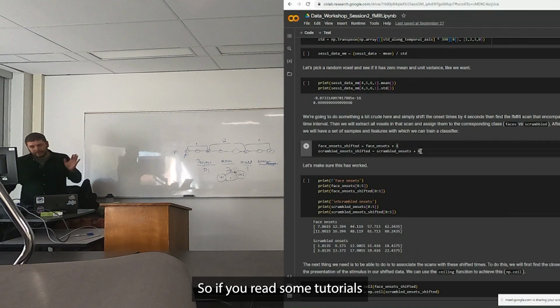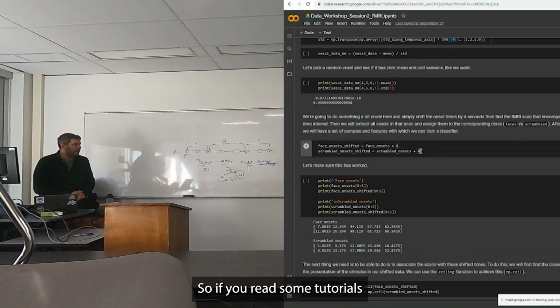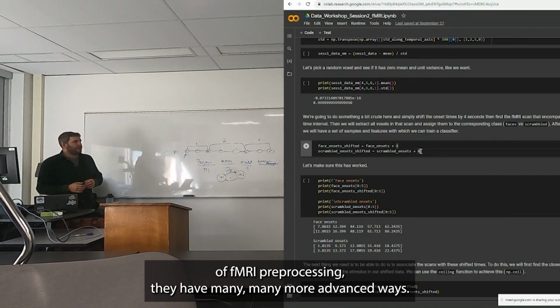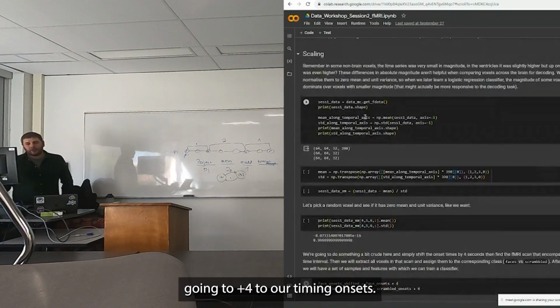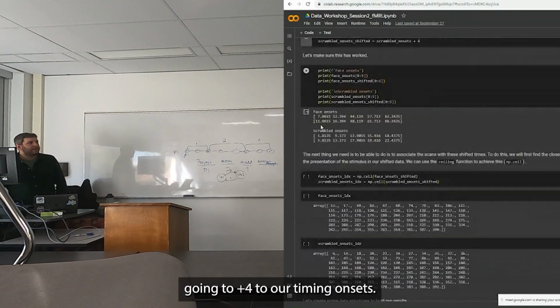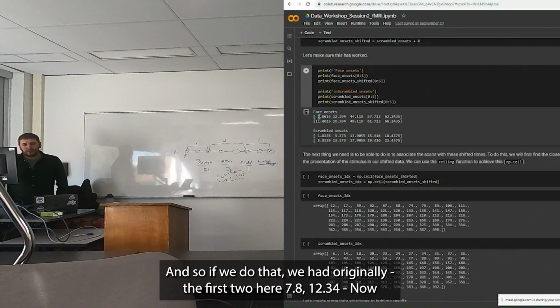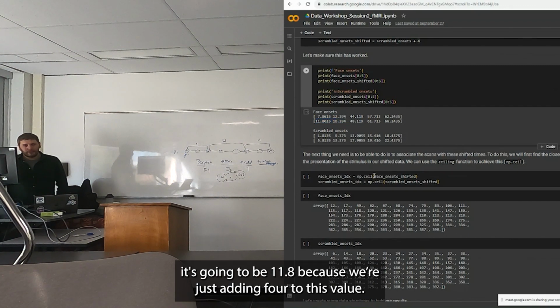If you read some tutorial about fMRI pre-processing, they have many, many more advanced ways. What I'm going to do here is show that we're just going to add 4 to our timing on 6. So if we do that, we had originally, say, the first 2 here, 7.8, 12.34. Now this is going to be 11.8. We've just added 4 to this value.